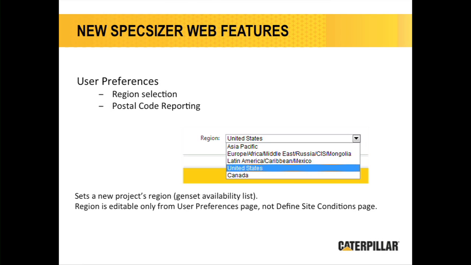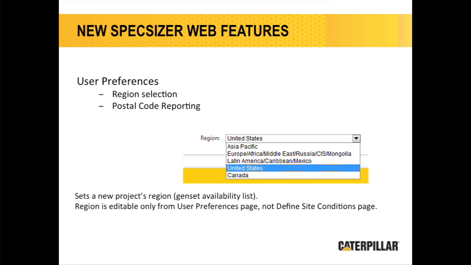Before it was hard-coded, you would install a region in SpecSizer and you couldn't change it. But now, say if you're a customer in North America and you're working a project in the Middle East, then you can reset your region to the Middle East, and then you can align with the genset availability in that region. So that's important.